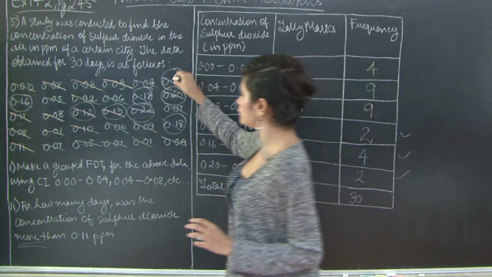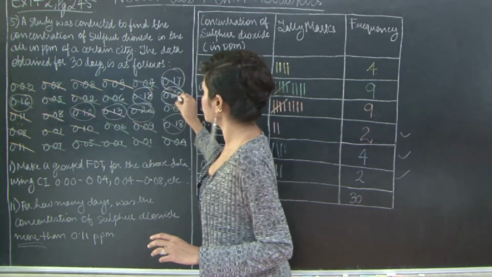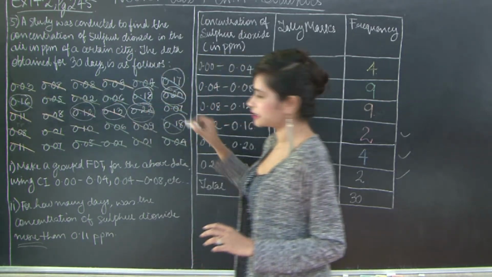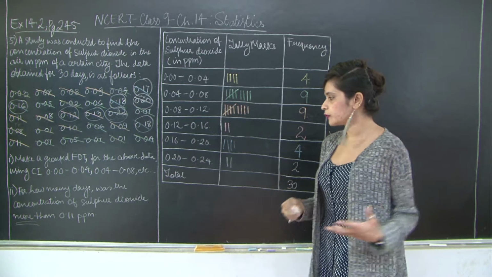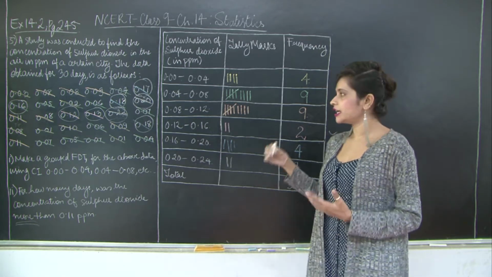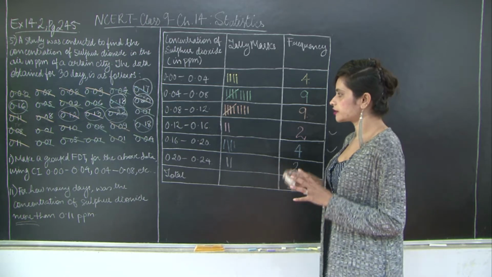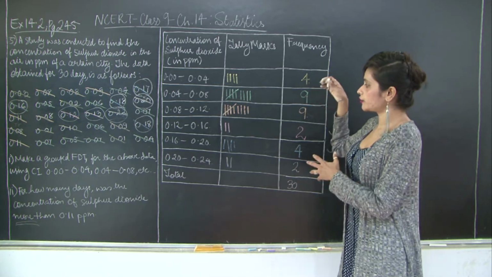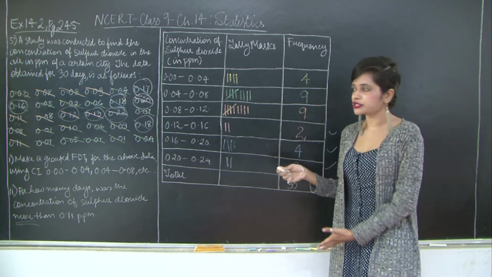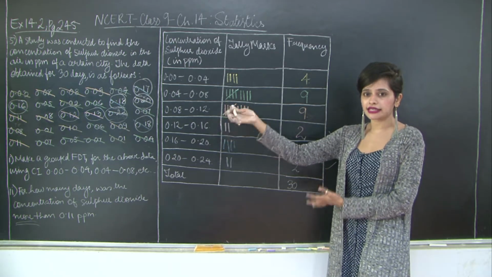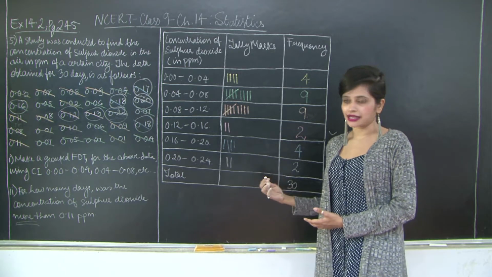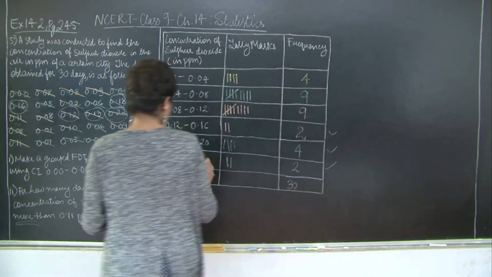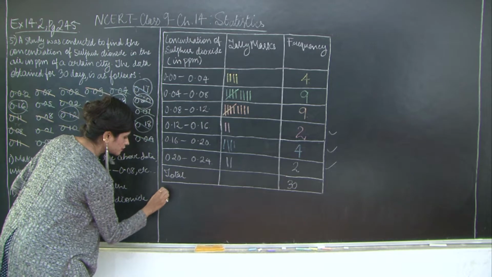So how many do you have? 1, 2, 3, 4, 5, 6, 7 and 8. Concentration of sulfur dioxide more than 0.11 parts per million. It was for 8 days, right? So it's not necessary that all the time your observation is only going to be through your frequency distribution table, but you might have to take a look at the data as well, just like we did in this case. So let's write down the answer for the second sub question.